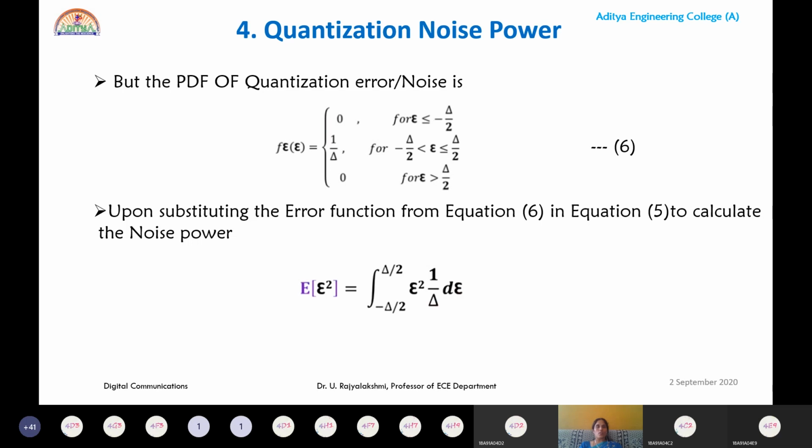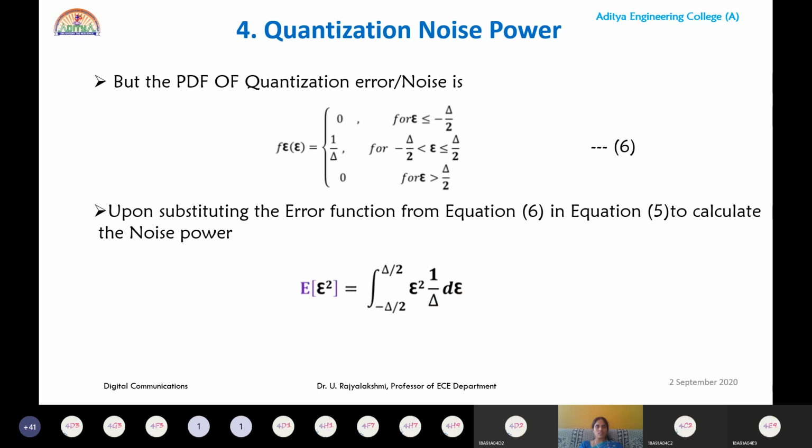Now, 1 by delta you can take outside the integration because it is constant. It is independent of the E function. So take that outside the integration. Now you will get the integral of E square dE. What is the integration of E square dE? Let us simplify this. It is like x square dx. Take 1 by delta outside the integration. And what is the integration of x square dx?